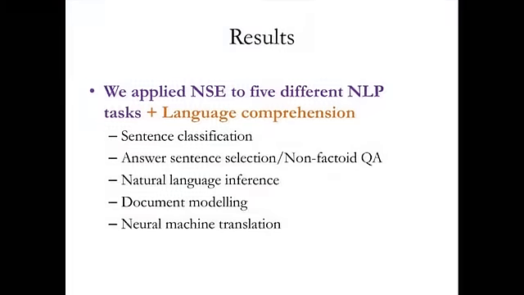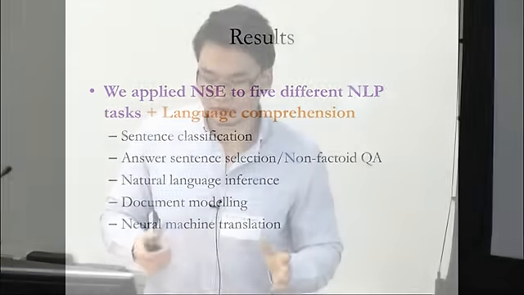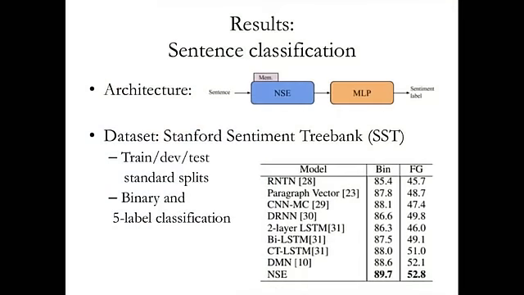So we applied NSE to six different tasks, including language comprehension. Our first task is sentence classification, or sentiment analysis. Here, NSE takes the sentence and outputs this sentence encoding vector, which is fed to the MLP for classification. We benchmarked the model on the Stanford Sentiment Treebank dataset. So we improved the previous result by up to 1% of accuracy on this simple task.